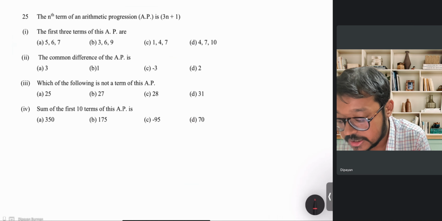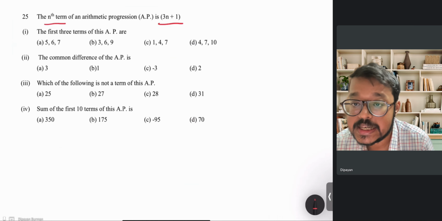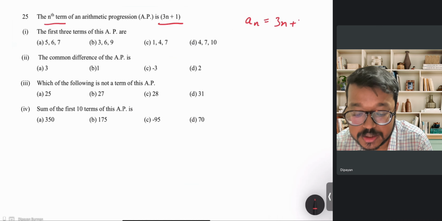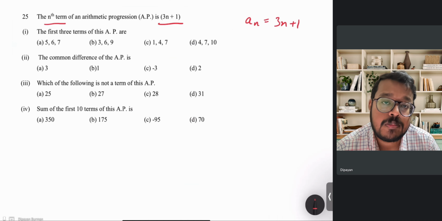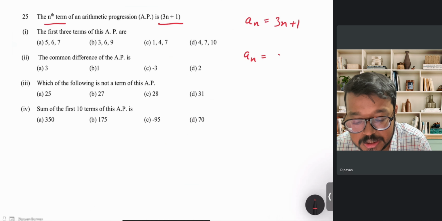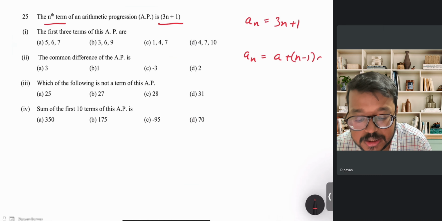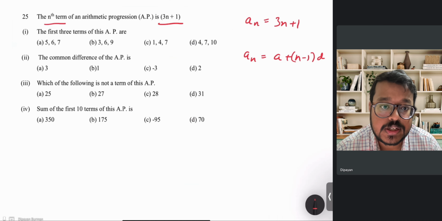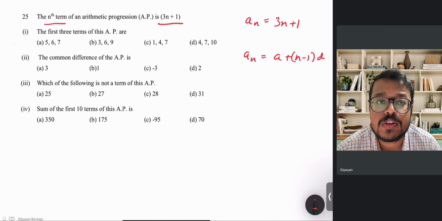Okay, so the question is the nth term of an AP is 3n plus 1. So I can also write it as an equal to 3n plus 1. Now, if you remember the nth term can be the first term, second term, third term, 100th term, any term of the AP. We have a general formula which is an equal to a plus n minus 1 into d, where a is the first term, the first number, d is the common difference, and n is whatever nth term we want to find, whether it's the 5th term, the 13th term.